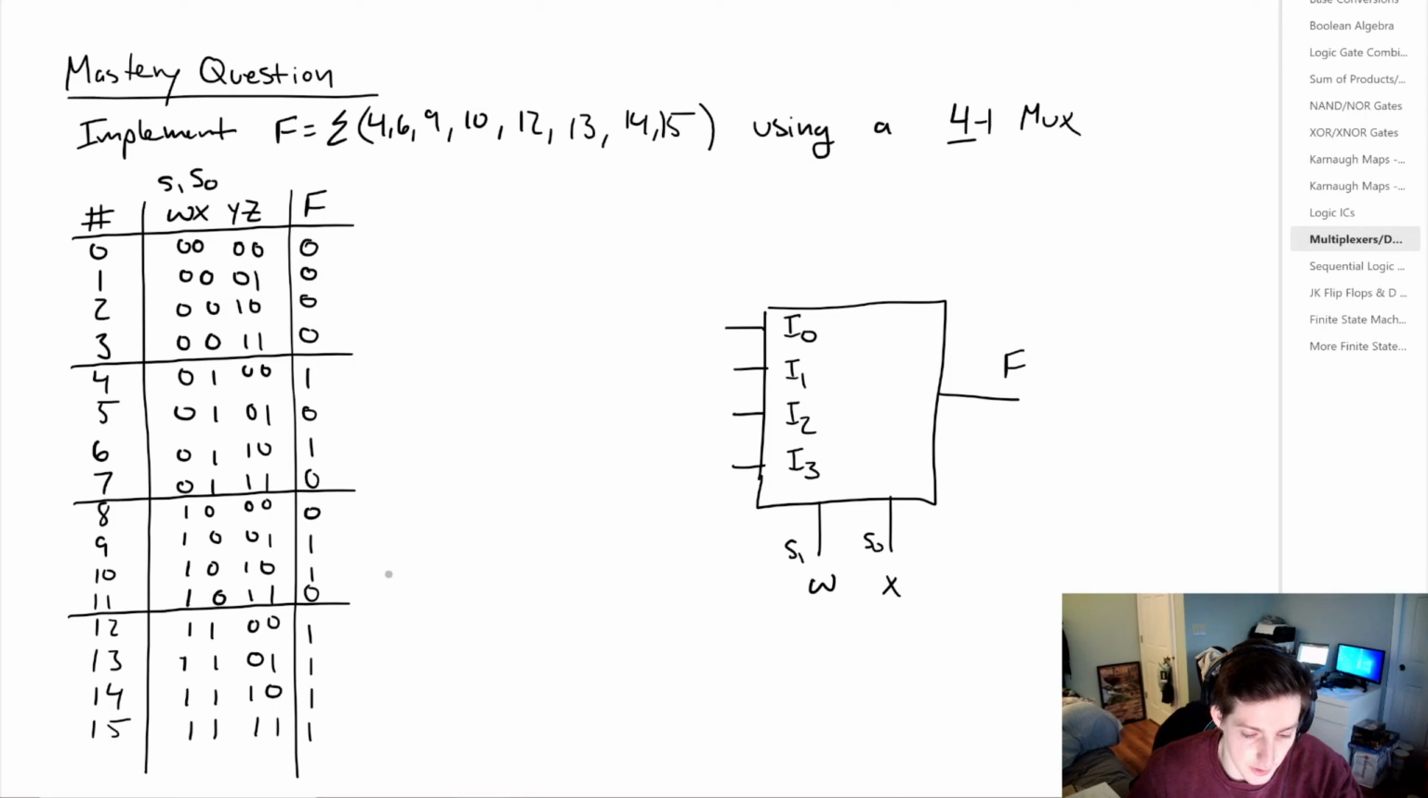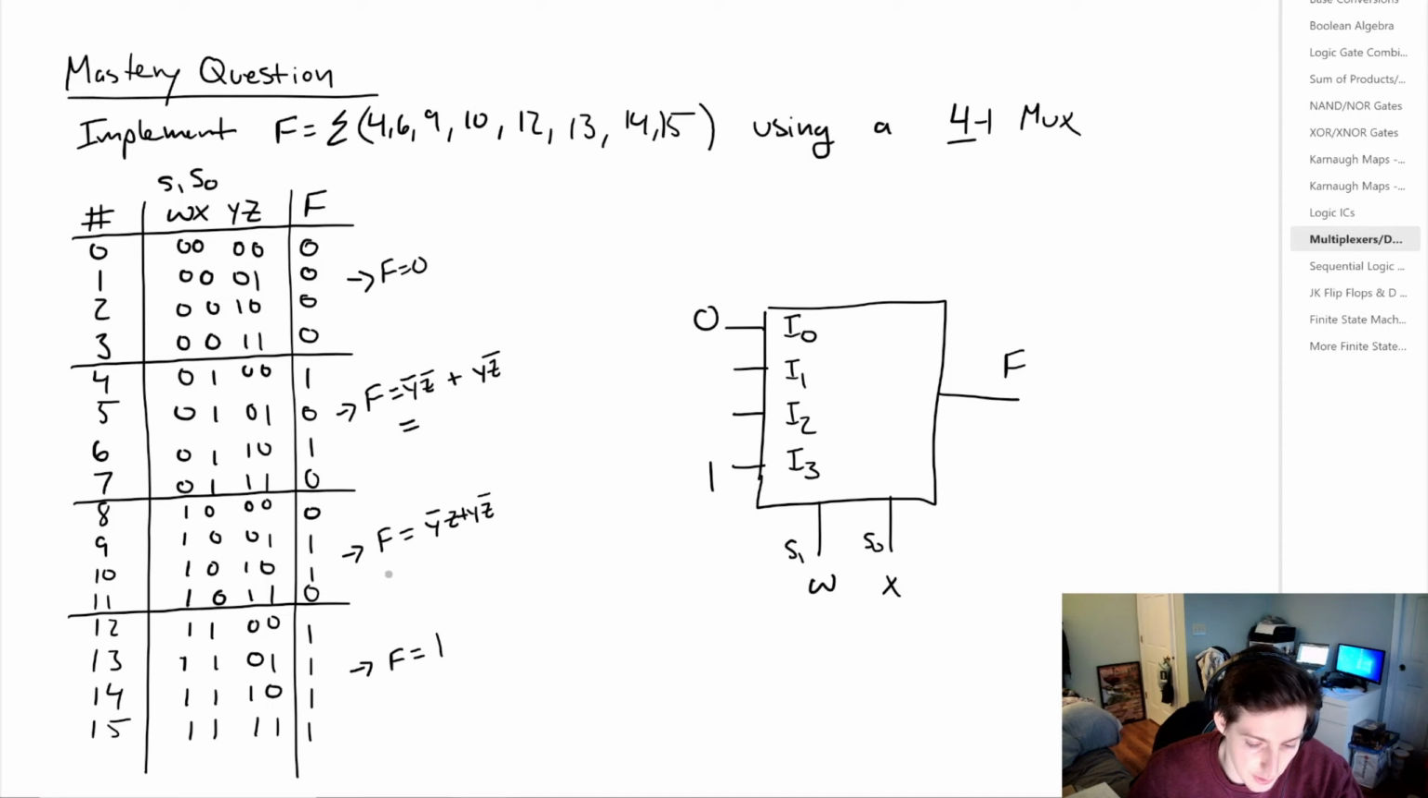But we can do a similar procedure, where again we express F as a function of y and z now. So in this case, we know that F is going to be equal to 0. Down here, we know that F is going to be equal to y bar z bar plus y z bar. From this third grouping, we know that F is equal to y bar z plus y z bar. And for this last grouping, we know that F is equal to 1. So what do we do with this? Well, we know this first input is going to be 0, and the last input is going to be 1. And we can simplify this term. So we can say that F is simply equal to z bar.